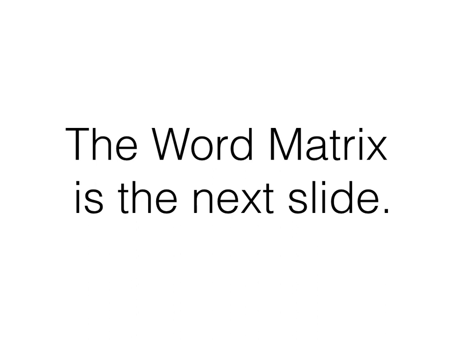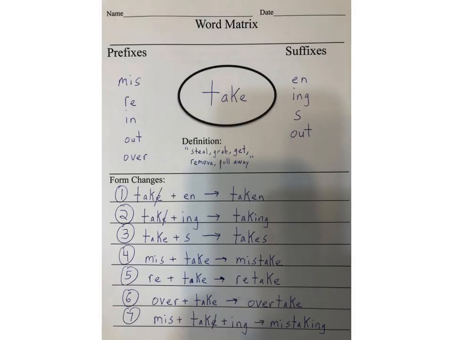The next slide is going to be an example of the word matrix that we'll be doing. This is what I showed the kids last time. Hopefully the kids have fun with this. This is meant to be a relaxing activity and almost like a game where they're given a word. In the example, it's the word take. It goes in a circle.